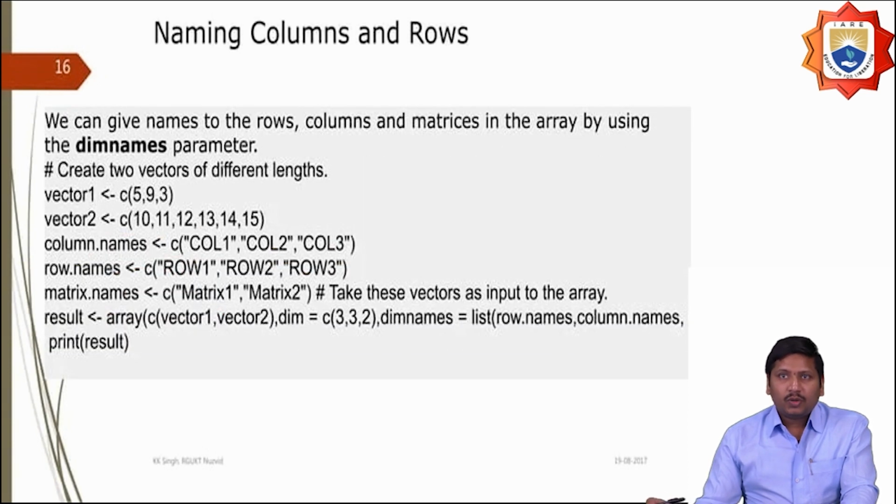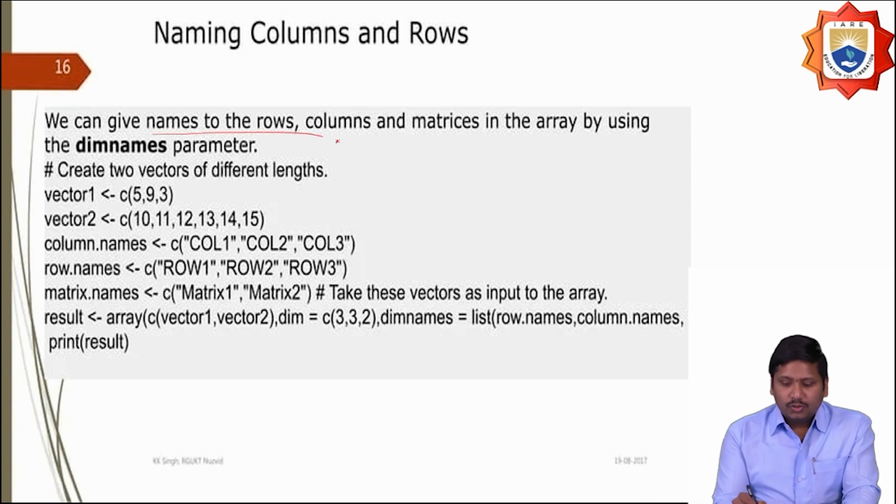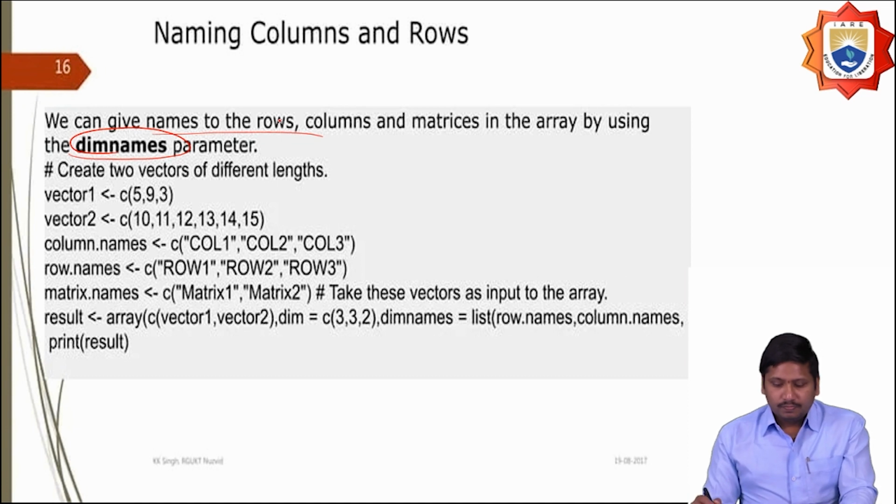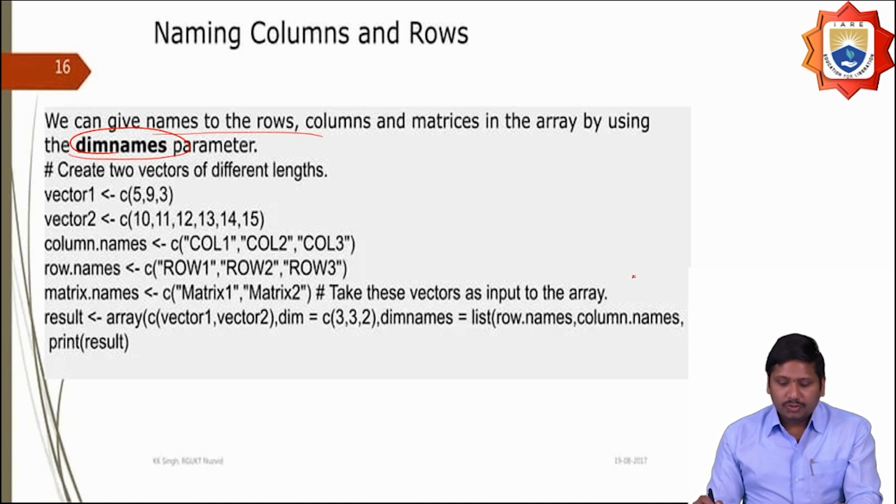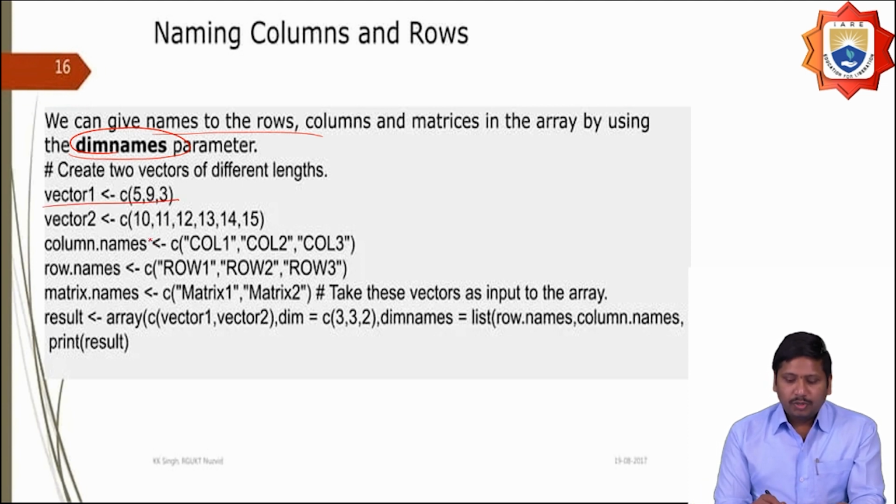Next is how we name the columns and rows. Initially I give some names to the rows and columns of the matrix using the array's dimnames parameter. So dimnames is the parameter I can use for representing that. Vector 1 is 5, 9, 3 and another vector is this one. The column names I specify are column 1, column 2 and column 3, and the row names are row 1, row 2 and row 3.